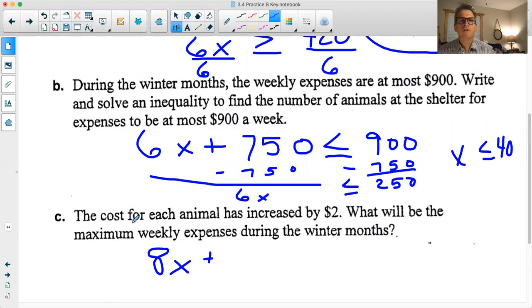Looking at this question, I'm trying to quickly answer this for us. Cost for each animal is increased by $2. What will the maximum weekly expenses be during the winter months? Okay, so here's the winter months scenario. It goes from 6 to 8, and it'd be 750, less than or equal to.